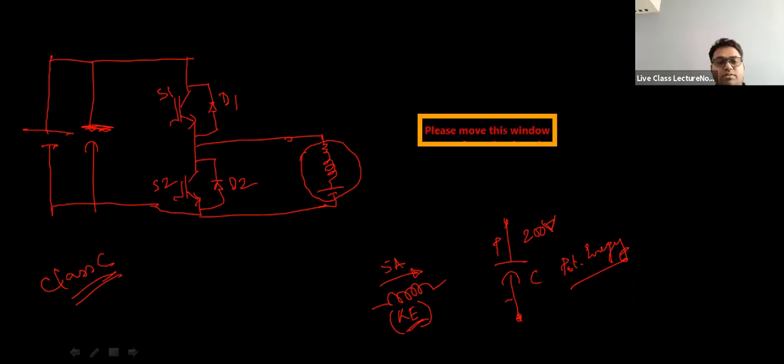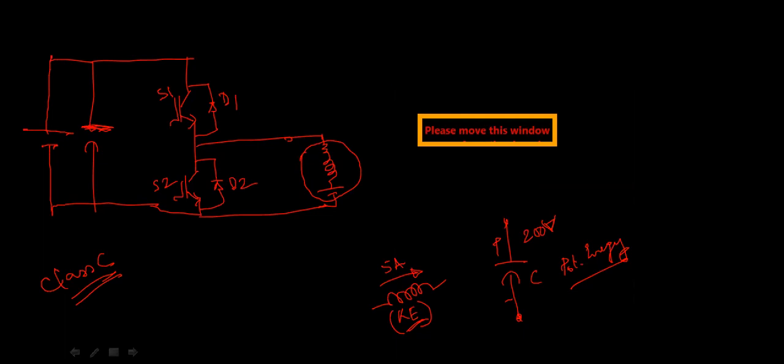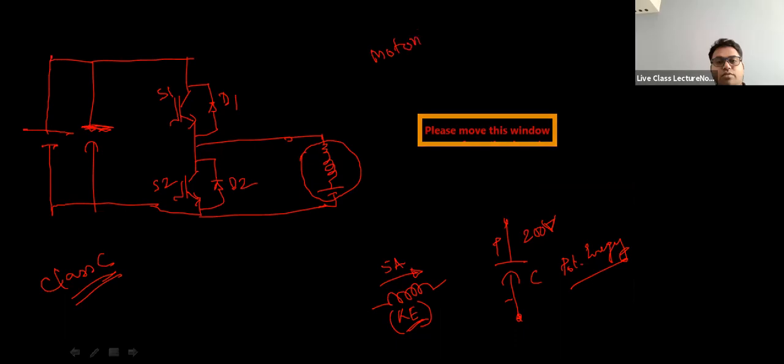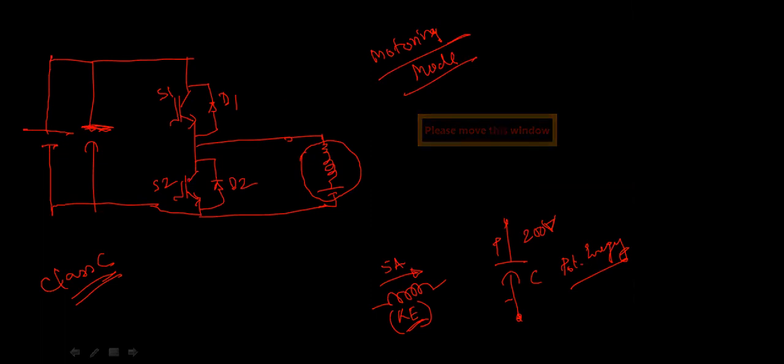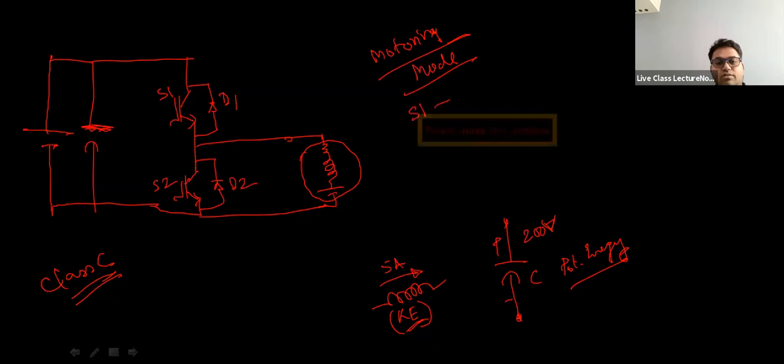Tell me the operation of it. So D1, S2, S2, D1, and for motoring mode, S1, D2. For the motoring mode, what to do? S1, D2, sir. Yeah, if you turn on S1, what will happen?